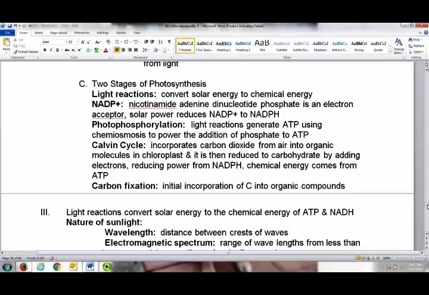In the Calvin cycle, here is where you're going to take in the carbon dioxide from the air and attach them together to make the organic molecules in the chloroplast. It will then be reduced to a carbohydrate by adding electrons. So it gets that reducing power from NADPH, and the chemical energy comes from ATP. That initial incorporation of carbon into the organic compounds is carbon fixation. So in photosynthesis in the plants, we're incorporating carbon dioxide.